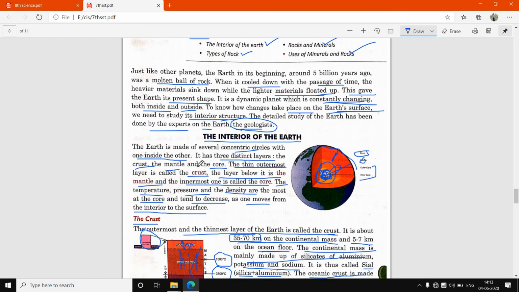So today we will discuss our first part, the outermost thin layer, that is the crust. Today we studied about the crust. In the next classes we will study about the mantle and the core. So this is the end of your lecture.